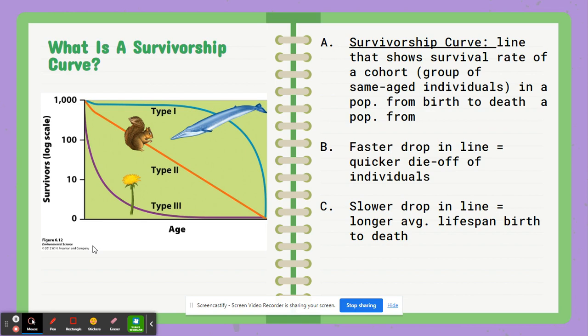So we could see with type 1 organisms, they tend to have very high survivorship throughout their lifespans, and then they rapidly decline with greater age, versus organisms that are type 2 have a relatively constant decline throughout most of their lifespan, versus our type 3 curve has very low survivorship early in life with very few individuals that wind up reaching adulthood.